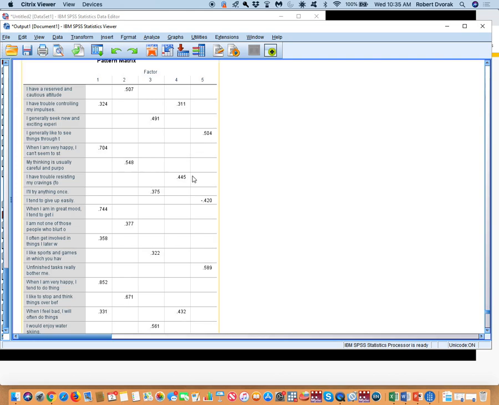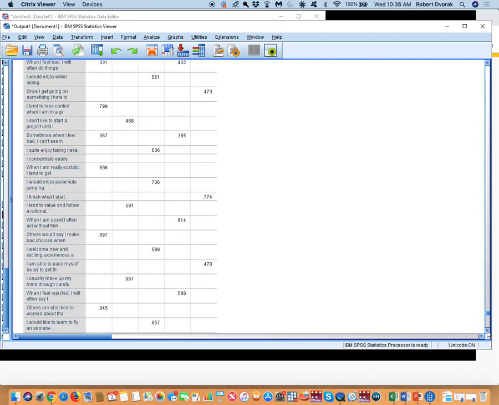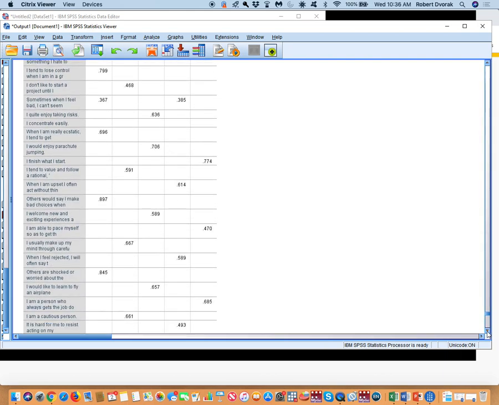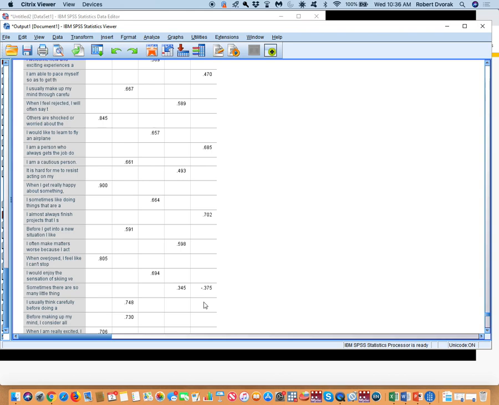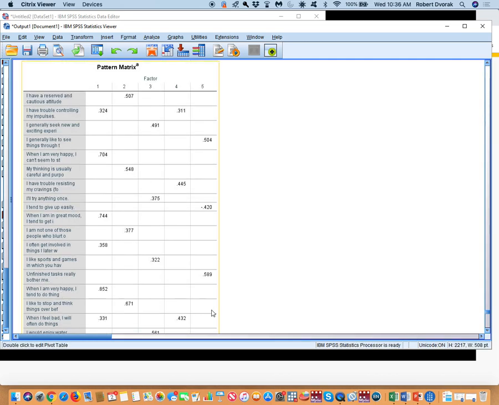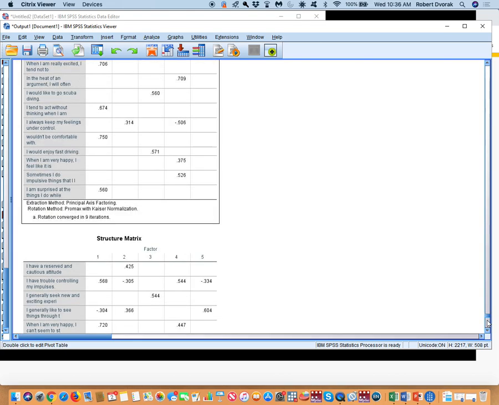Sometimes there are so many little things. I'm really curious how this ends: when I feel bad. I think it's when I feel bad, I often make impulsive decisions, or I often do impulsive things. It's a negative urgency construct. Then there's another item, I don't know what the heck that is, but I often make matters worse because I act. What is this sentence? I wish I knew. Oh, and now I clicked on it and lost it. Anyway, that might be a rationale for removing this item.